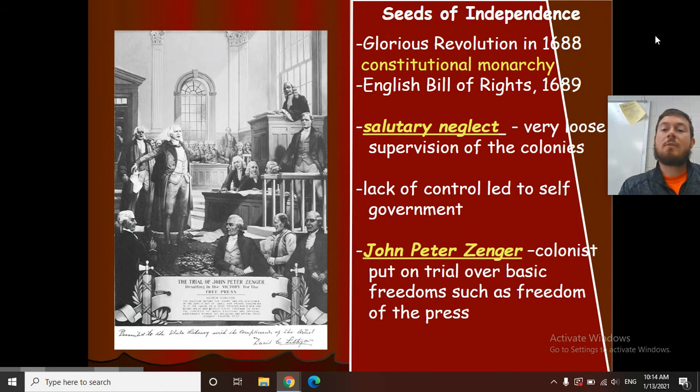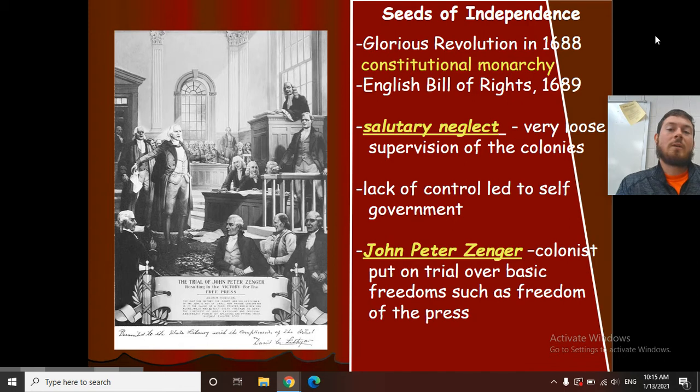The seeds of independence: you have the Glorious Revolution in 1688, which establishes a constitutional monarchy in England. They come up with the English Bill of Rights in 1689, which guarantees some individual liberties. You have salutary neglect, which is a fancy way of saying that they really weren't there to supervise the colonies. They kind of let the colonies do their own thing, and then once those colonies got independent, they didn't want to be controlled anymore. So the lack of control, that salutary neglect, led the colonies to govern themselves.